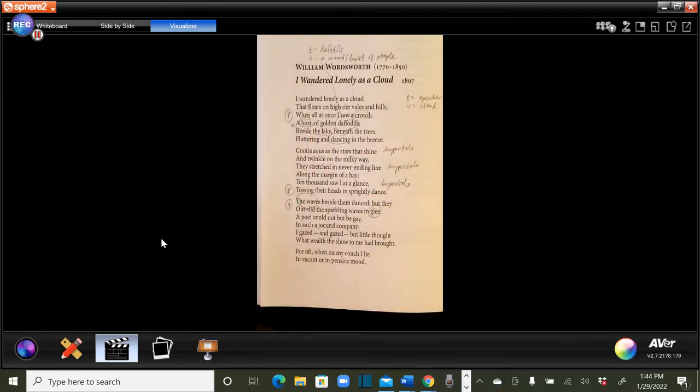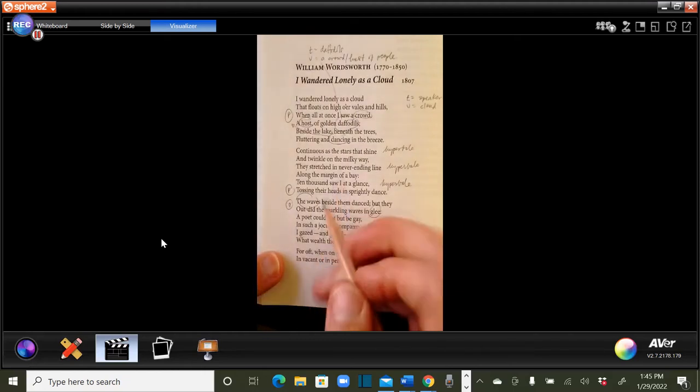In the beginning, this dude is wandering, lonely as a cloud. Lonely, not solitary as a cloud. Loneliness is a feeling. Solitariness is a state of being. So we've got a shift in mood that is not imperceptibly, but close to it, imperceptibly happening to the speaker that the poet has created. So a poet. We've got this self-referral going on. Could not but be. It's impossible not to be. We could say this is hyperbole.